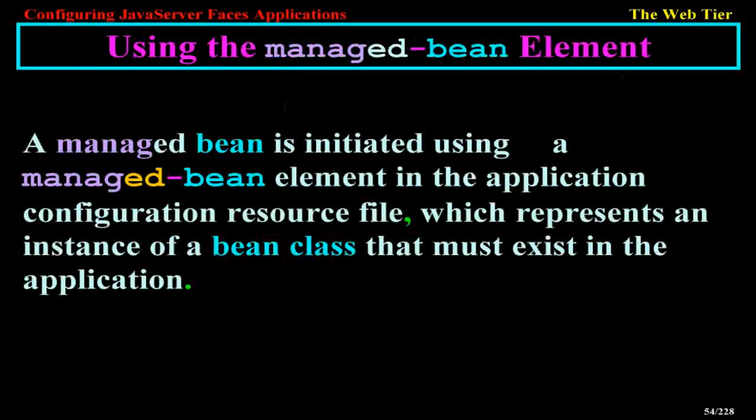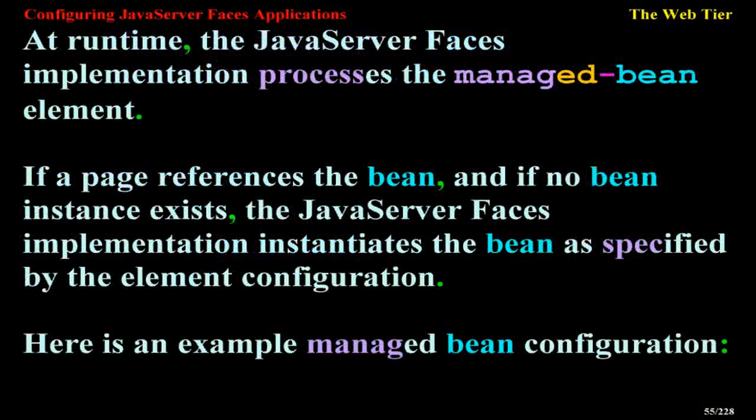Using the managed bean element. A managed bean is initiated using a managed bean element in the application configuration resource file, which represents an instance of a bean class that must exist in the application. At runtime, the JavaServer Faces implementation processes the managed bean element. If a page references the bean, and if no bean instance exists, the JavaServer Faces implementation instantiates the bean as specified by the element configuration.